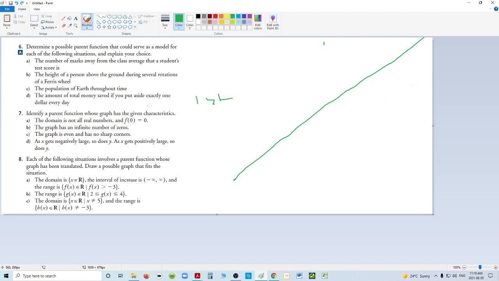Identify a parent graph that has the following characteristics. The domain is not all real numbers, and f of 0 is equal to 0. Okay, that could be a function curve, like that, because the domain is restricted to there, and f of 0 is equal to 0. The graph has an infinite number of zeros. Okay, that would be a sine curve.